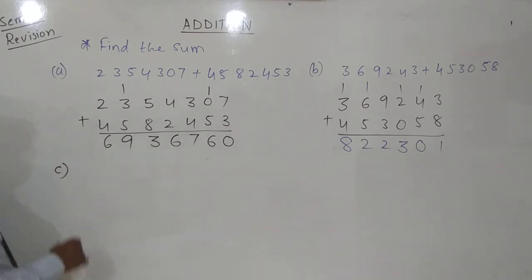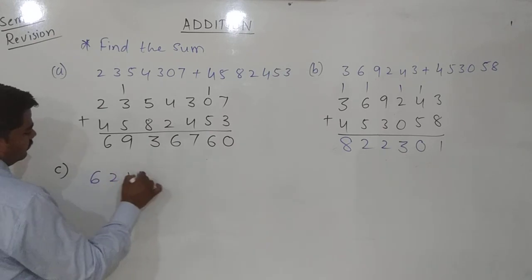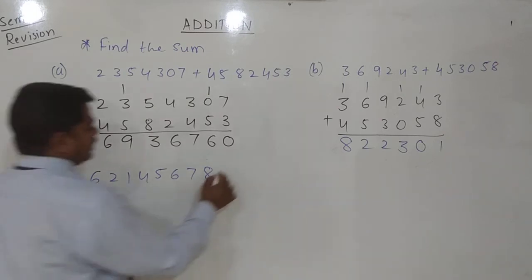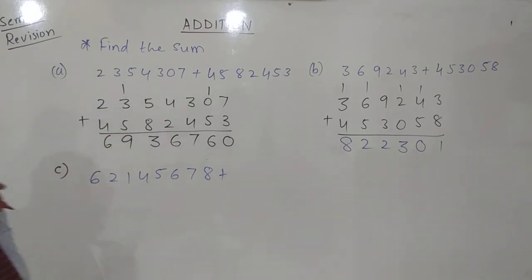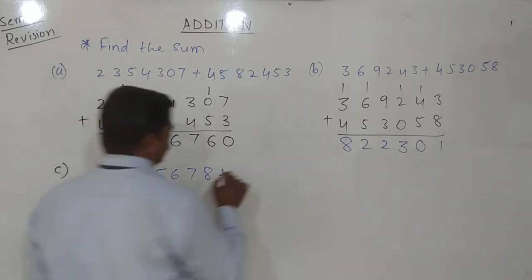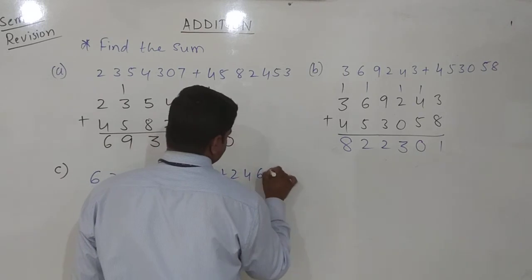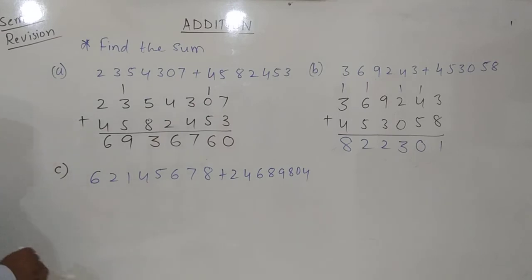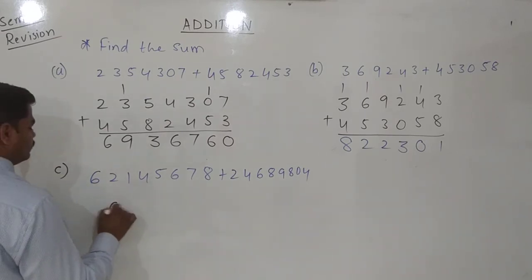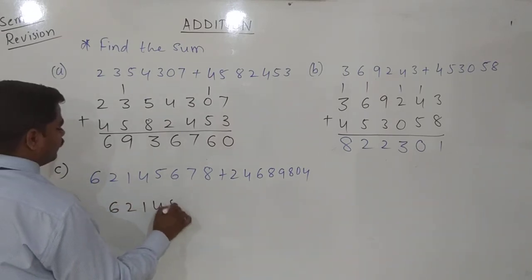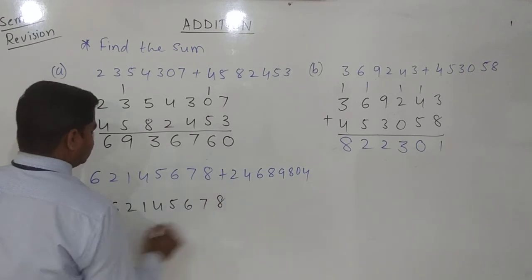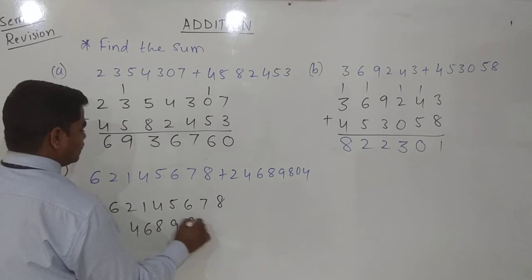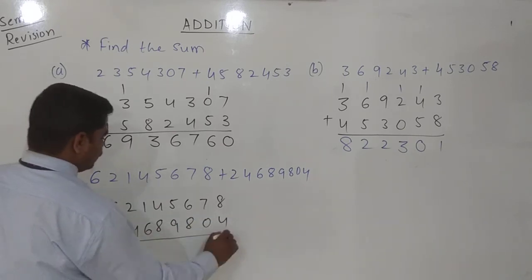6, 2, 1, 4, 5, 6, 7, 8 plus one more number, 2, 4, 6, 8, 9, 0, 8. Add these two numbers. Arrange in a column. 6, 2, 1, 4, 5, 6, 7, 8 and 2, 4, 6, 8, 9, 8, 0, 4.